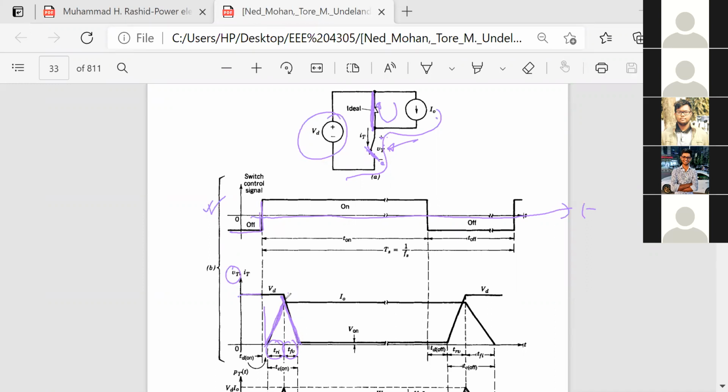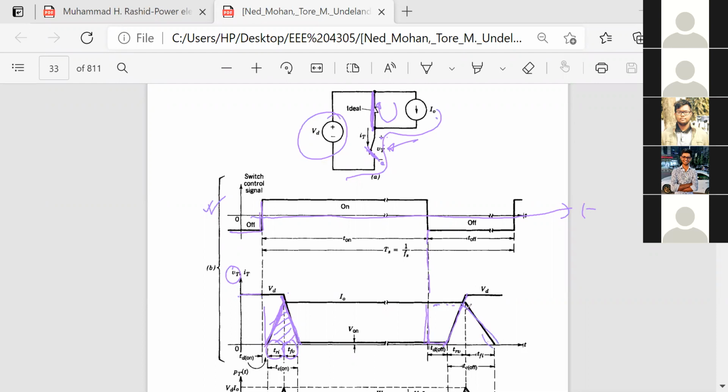So during this time, across the switch we have voltage and current. If we multiply this voltage and current, what will we get? Power. The power loss. And also here, we have applied a negative current across the switch. The voltage should be built up immediately, but it takes some time, and the voltage rises like this. Also, the current should fall immediately to 0. No, it is taking some time to reach 0.